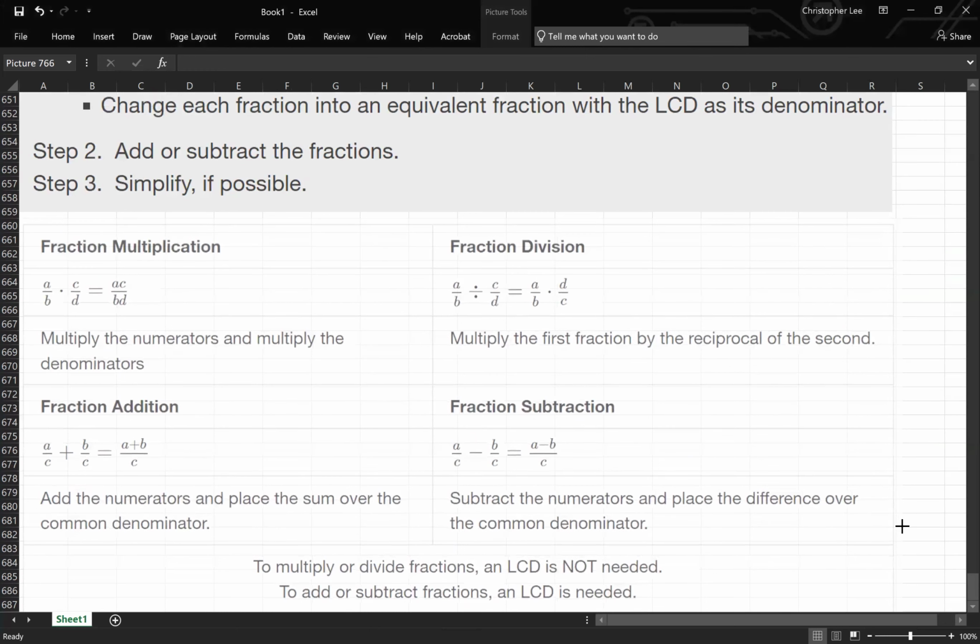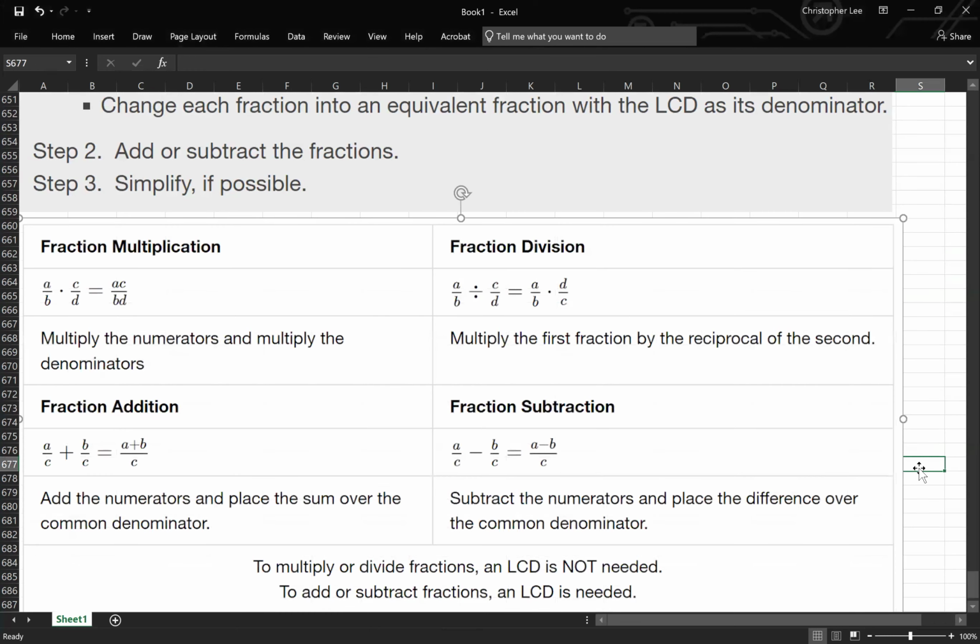Nothing fancy, just a nice little summary. So fraction multiplication, A over B times C over D equals A times C over B times D. Multiply the numerators and multiply the denominators straight across. Fraction division, multiply the first fraction by the reciprocal of the second. Keep, change, flip. Keep the first fraction, change the division to multiplication, flip the last one, right?